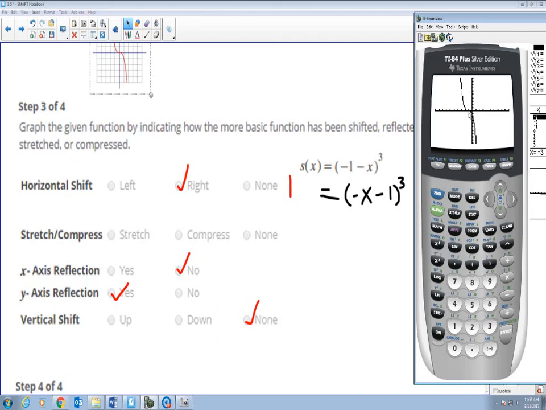Kind of weird, isn't it? Because it looked like it has been shifted to the left. So let's go to the table and find out what's going on. This picture is not what we thought it was going to be. Negative 1, 0, 0, negative 1.